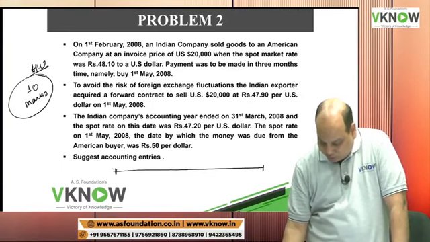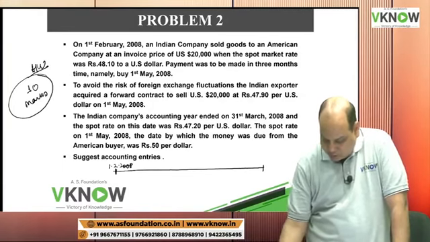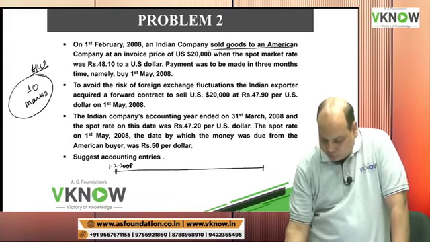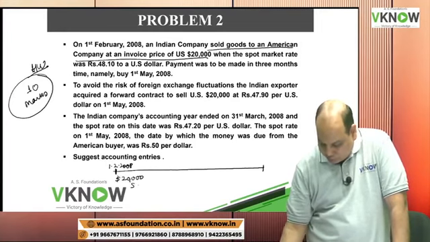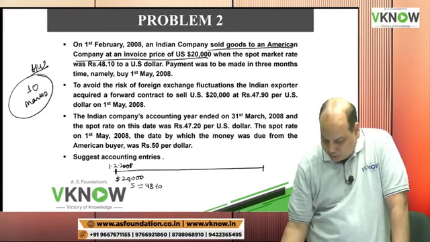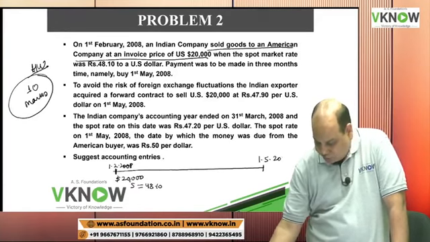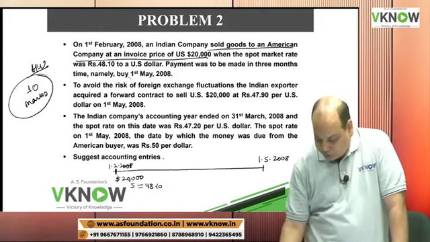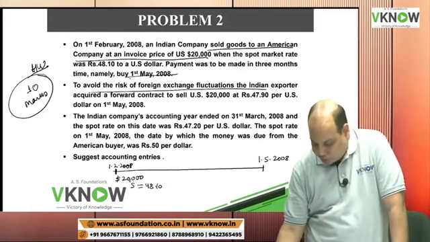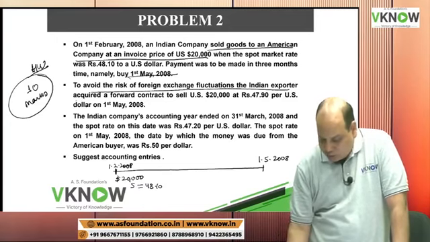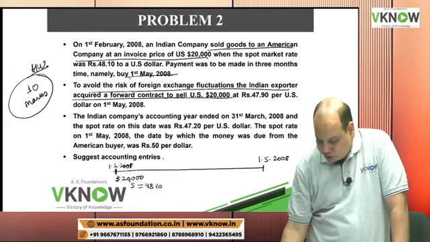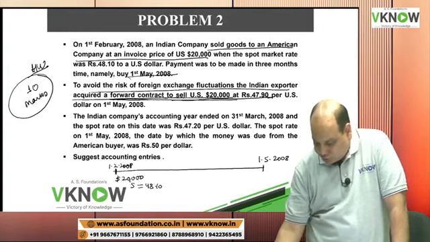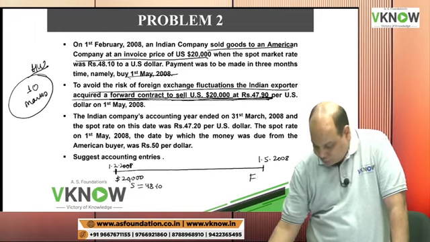on 1st February 2008, an Indian company sold goods to an American company for an invoice price of $20,000 when the spot rate was 48.10. Payment was to be made in 3 months time. That is, the due date is 1st May 2008, which is given in the problem. To avoid the risk of foreign exchange fluctuation, the Indian exporter acquired a forward contract to sell US dollar at 47.90. So your forward rate is 47.90 rupees per dollar.